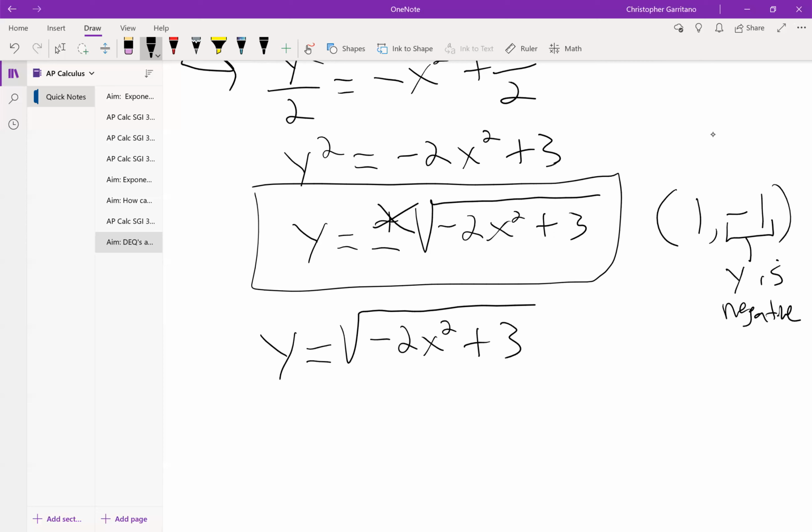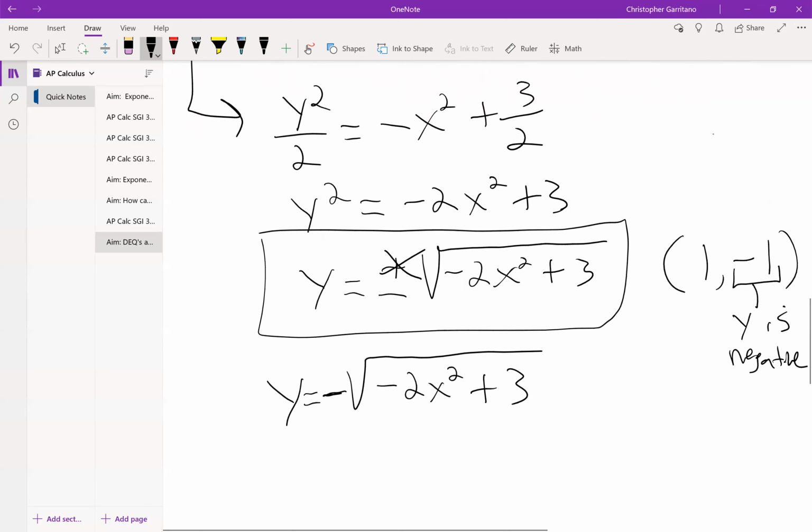Oh, sorry. I totally forgot that we're using the negative branch, right? That was the whole point of what I just said. So yeah, we need that negative in front of the radical in order for our y value to be negative when we plug in an x value in the domain of this function. All right, there we have it.